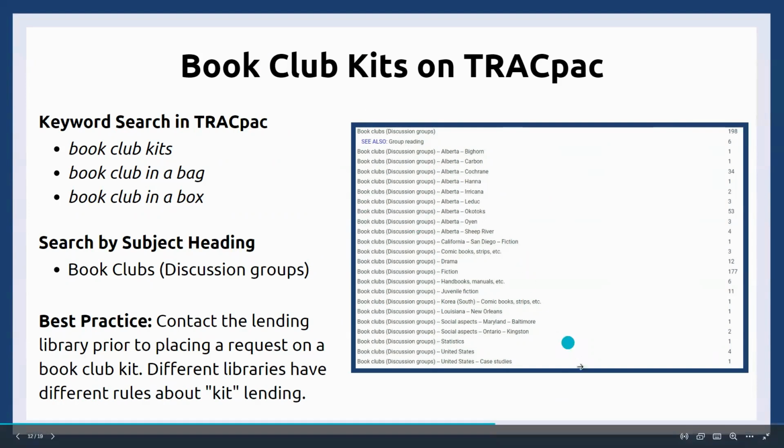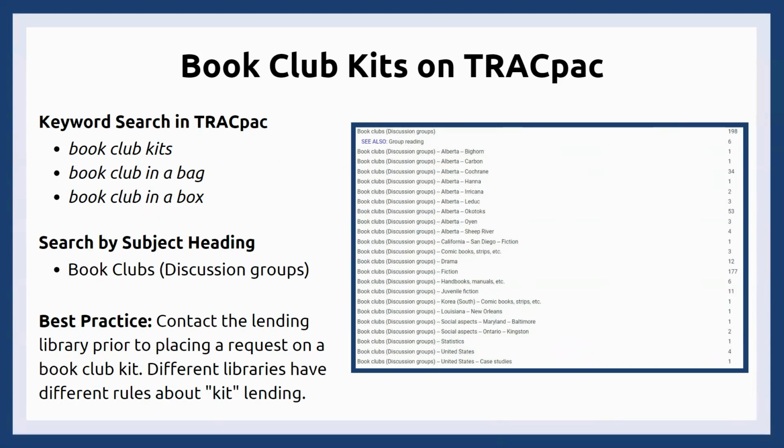Now, if you are requesting book club kits from other libraries, best practice that I would recommend is to contact that library prior to placing the request. Different libraries have different rules about lending out kits, and it's not going to be the same across all the track libraries. So it's always courteous to phone and just say, would you mind if I borrow this kit? Is there anything I need to know? It's very simple.